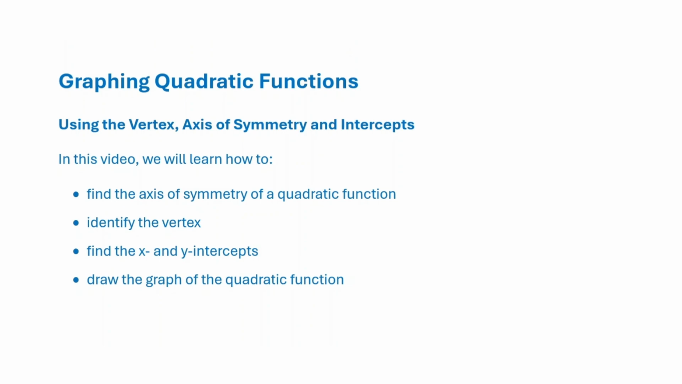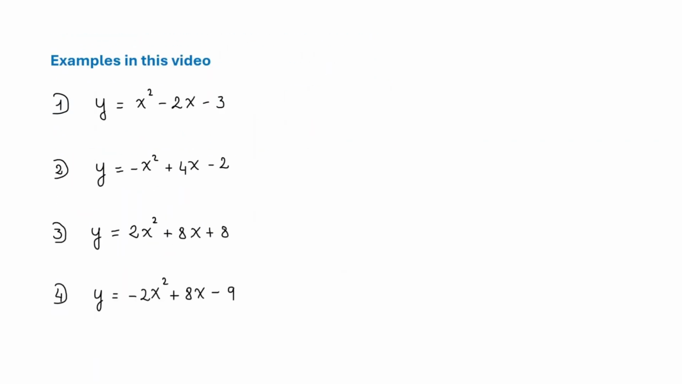In this maths video, we're going to learn how to graph a quadratic function using the vertex, the axis of symmetry, and the intercepts. By the end of this video, you'll be able to find the axis of symmetry of a quadratic function, identify the vertex, find the x-intercepts and the y-intercept, and use all of that to draw the graph. We'll look at 4 different examples today, each with slightly different characteristics, so we'll need to adapt our strategy as we go.